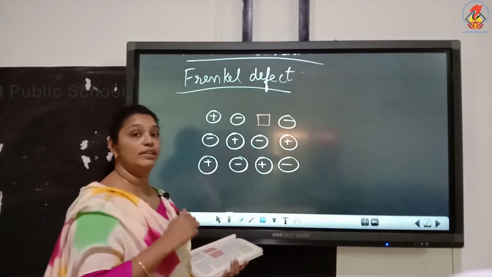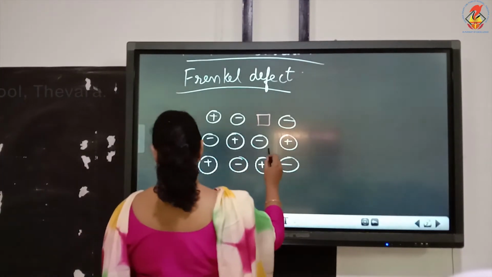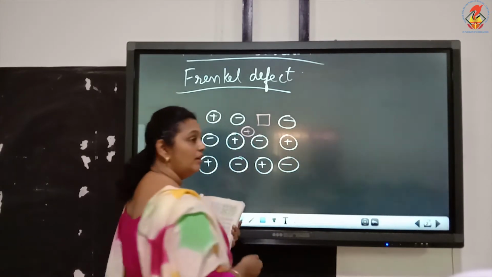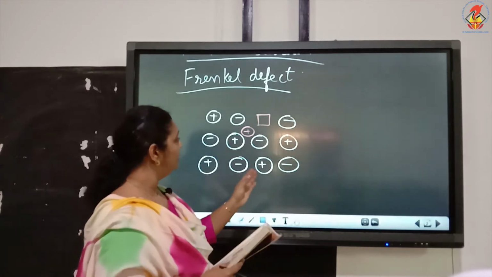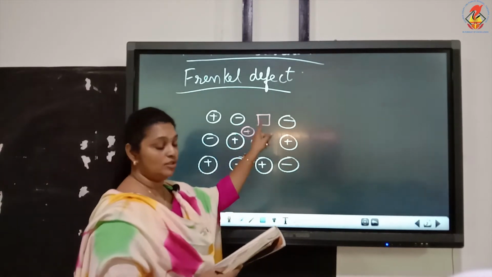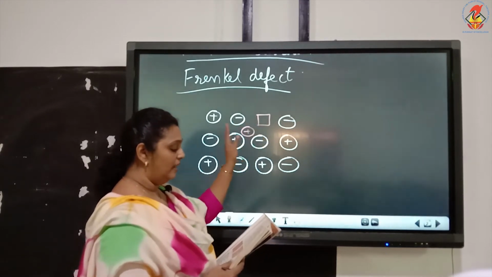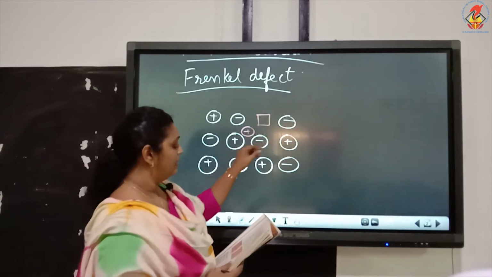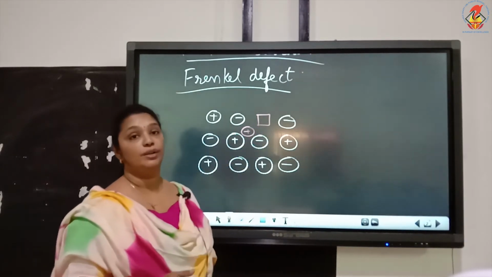Now, where will it go? It will be in the interstitial site. So, you can find it somewhere here. Okay, so you can see that this is Frenkel defect. Here you can see a vacancy defect is created at its original site and an interstitial defect is created at its new location.